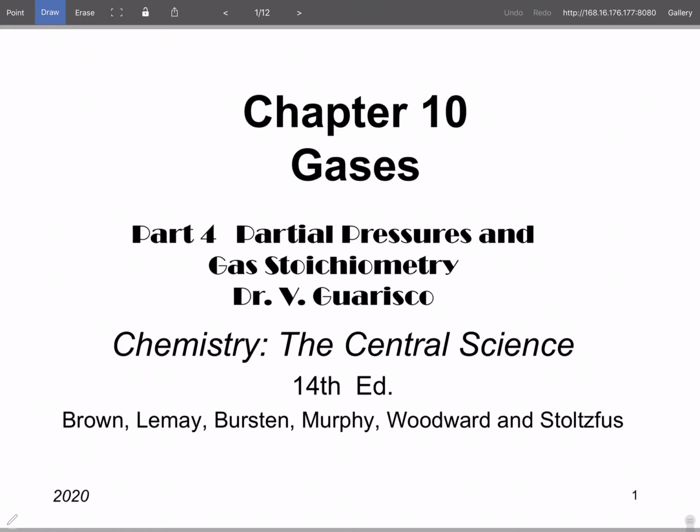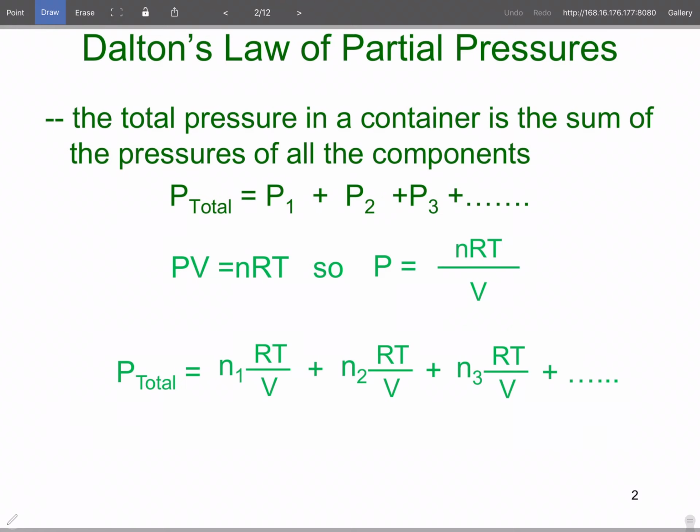We're going to work on partial pressures and gas stoichiometry. Okay, Dalton's law of partial pressure says that the total pressure in a container is the sum of the pressures of all the components. So what we see here is that if we have 1 atmosphere of one gas plus 1 atmosphere of a second gas, then the total pressure inside the container is 2 atmospheres.